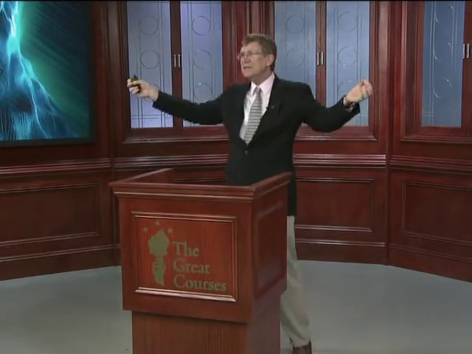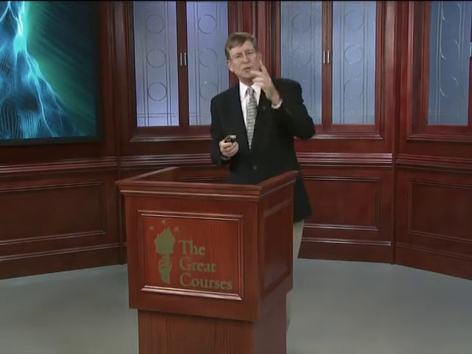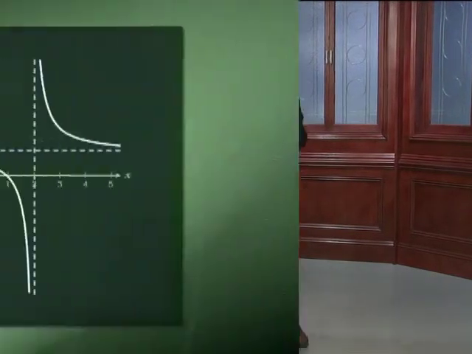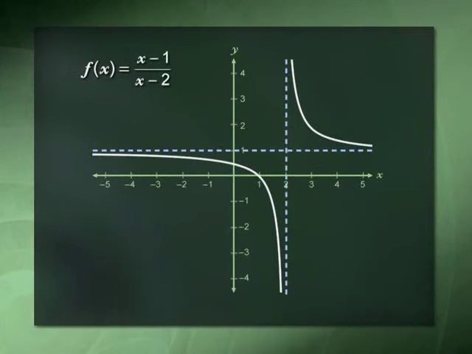Now, next time we're going to look at functions that behave in really funny ways when x goes off to the left or the right to infinity, or perhaps when we go near a point where the function is not even defined. Let me show you an example of such a function. This is the graph of x minus 1 over x minus 2. Next time we'll talk about the following questions. What happens to this function as I get closer and closer to 2?